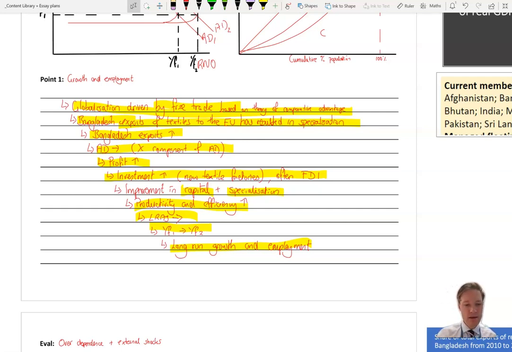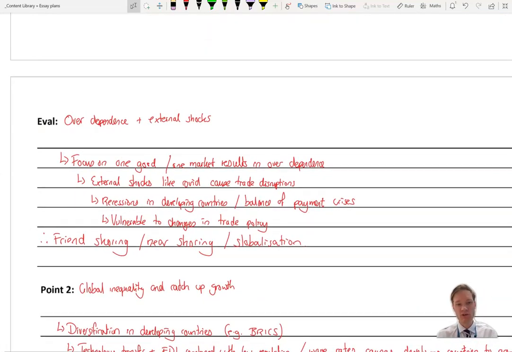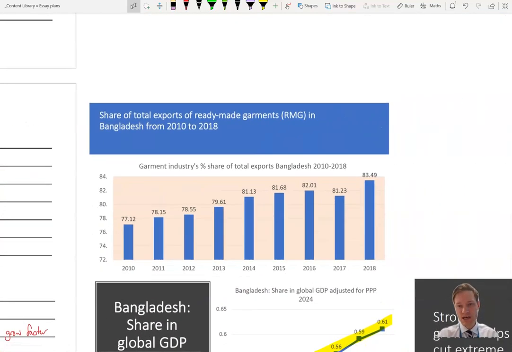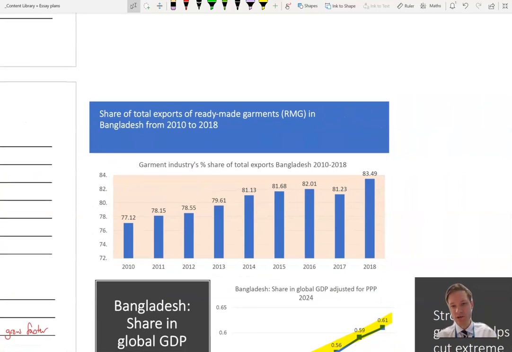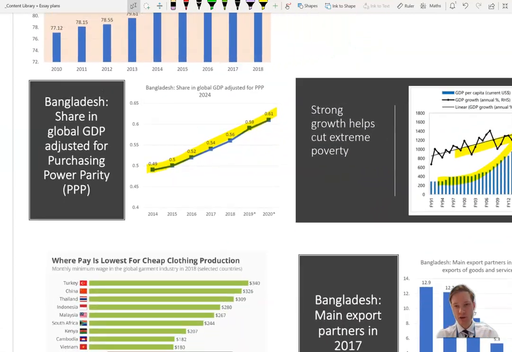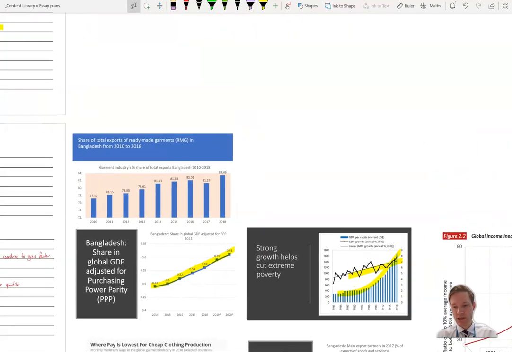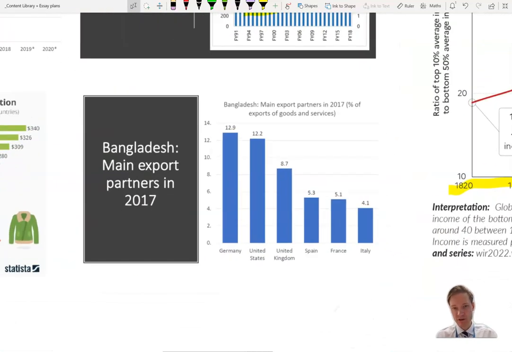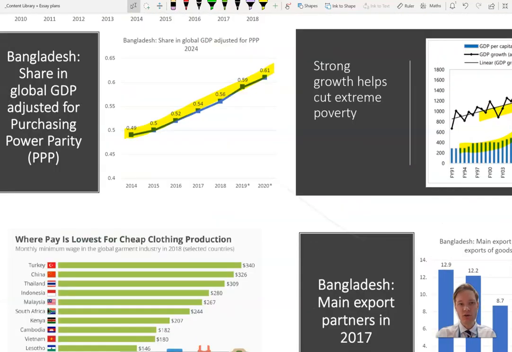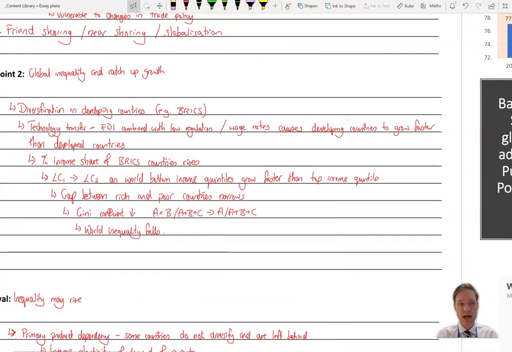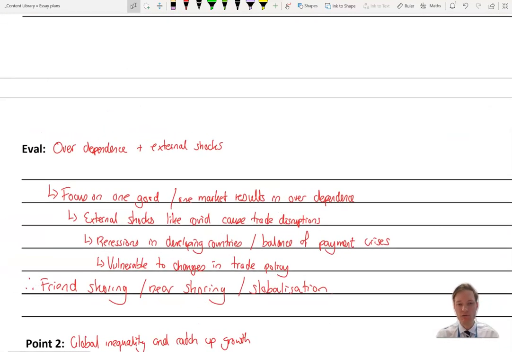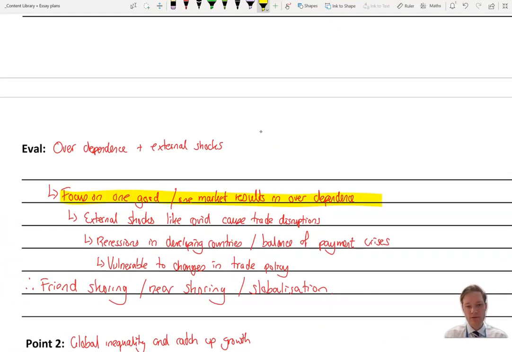Okay, coming back. Overdependence and external shocks. Well, first thing that occurs to me here is we've got 83% of the garment industry based in one industry, and we have also the exporting nations, exporting partners, particularly Germany, US and UK. You've got a very high dependence on one industry and one sort of overall group of countries. So that results in overdependence, that focus on one good or one market or one particular group of countries.